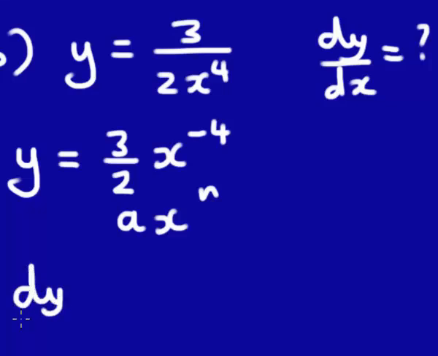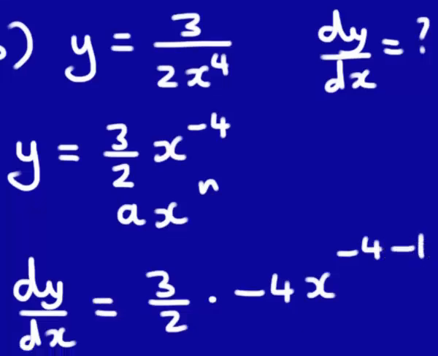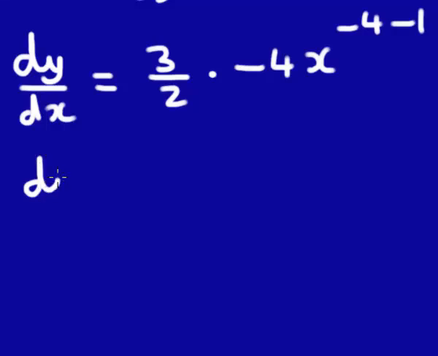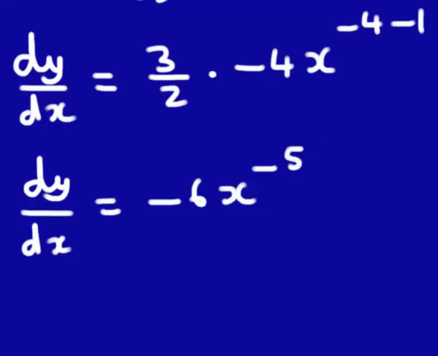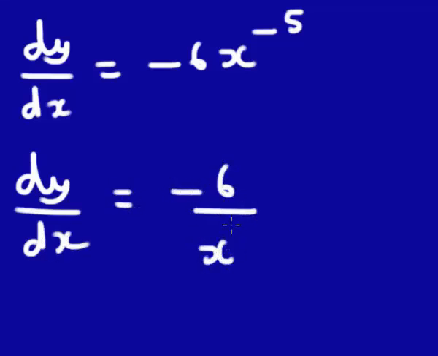Now we can say dy over dx is equal to 3 over 2 multiplied by, bring down the negative 4, and subtract 1 from the original exponent. And you would then have dy over dx is equal to, well, 3 4s are 12 over 2 is 6, so it's negative 6 x to the negative 5. Okay, and that would then come to negative 6 divided by x to the 5. We always like to keep our exponents positive. There's the derivative, the gradient, the rate of change.